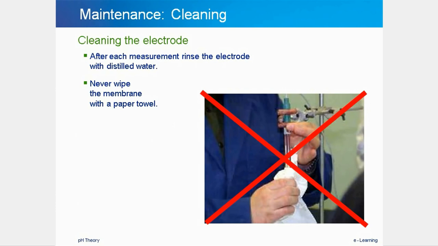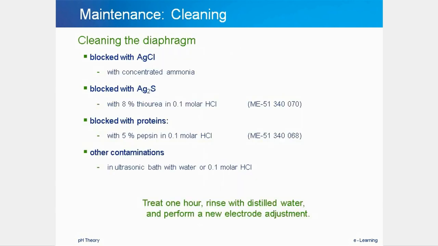The cleaning of the electrode is generally done by rinsing with deionized water and shaking off excess water before measuring again. If necessary, the water on the glass shaft may be dabbed off with a paper tissue. Never wipe the glass membrane dry with a paper towel, as this will damage the pH-sensitive membrane and may make reliable measurements impossible.